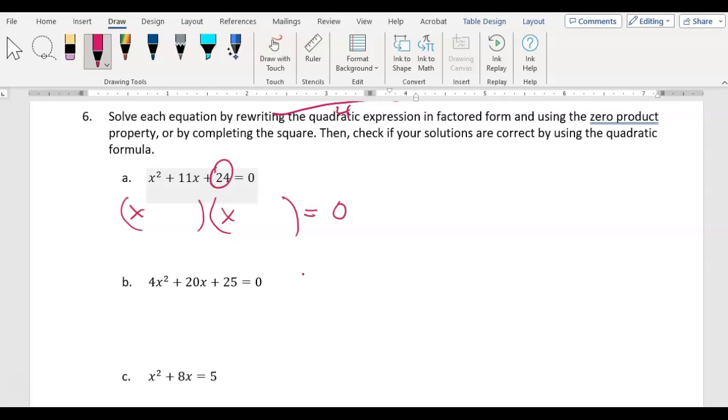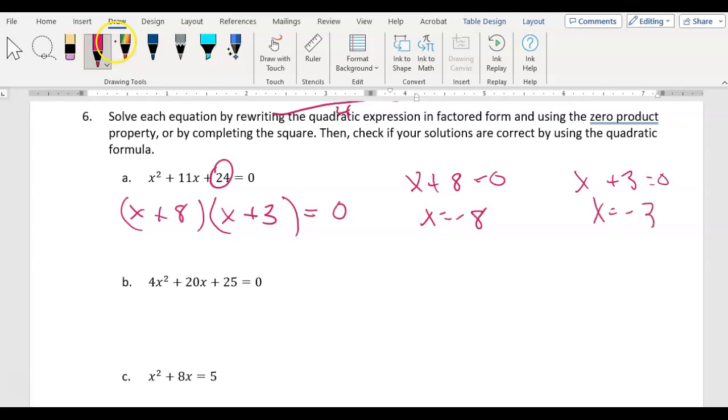And I want to think about factors of 24 that add up to 11. So we have 2 and 12, 6 and 4, 8 and 3. There we go. So 8 and 3. And then we can set each factor to equal 0 and solve. So we have x plus 8 equals 0, and x plus 3 equals 0, x equals negative 8, x equals negative 3 are our answers.